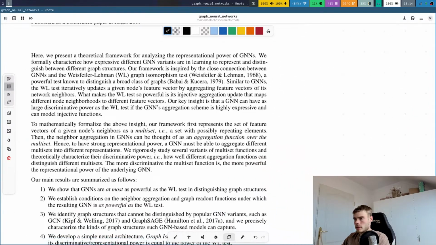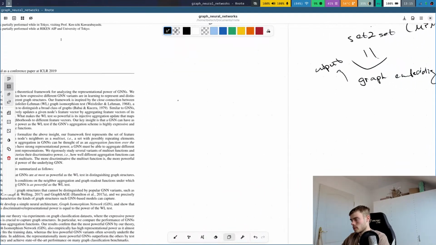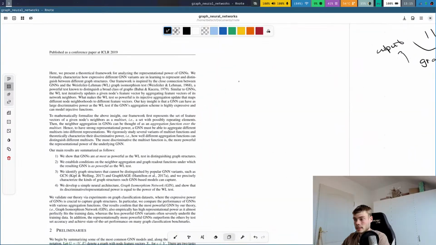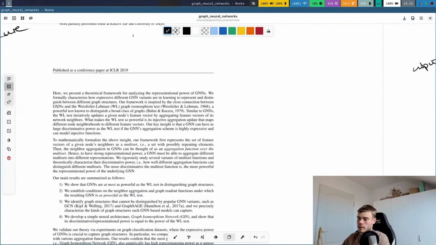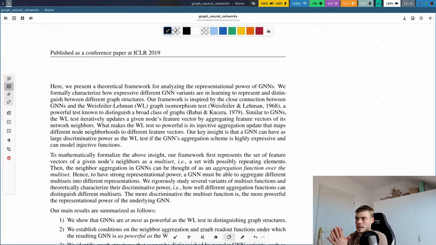So let's continue to read. Here we present a theoretical framework for analyzing the representational power of GNNs. We formally characterize how expressive different GNN variants are in learning to represent and distinguish between different graph structures. So they test the discriminative power of a given architecture by looking at how well an architecture can distinguish between different graph structures.